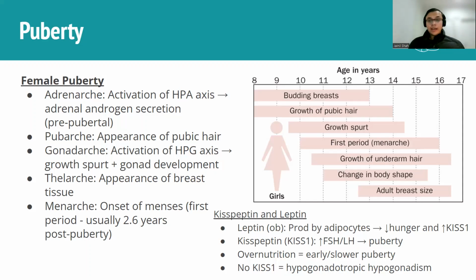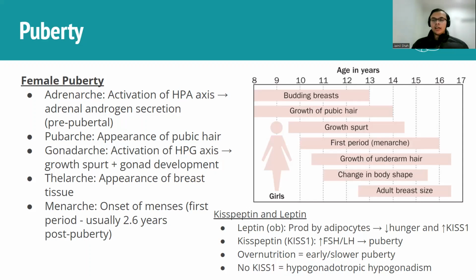So the way it is explained is that leptin is a hormone that's coded for by the OB gene, but more importantly, it's produced by adipocytes. So it's produced when fat cells secrete it, and it'll reduce hunger and also increase the level of KISS1, which we'll talk about in a second. But if you imagine someone has a high level of adipocytes because they're very well nourished, they're going to produce a lot of leptin.